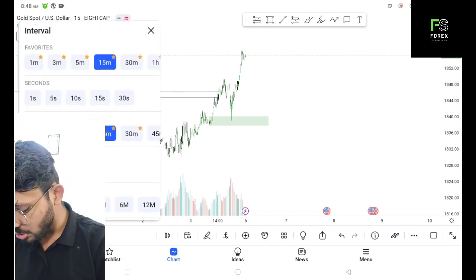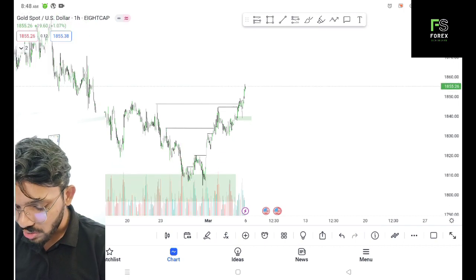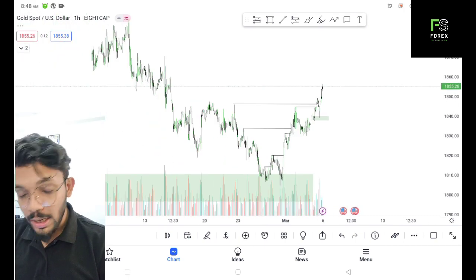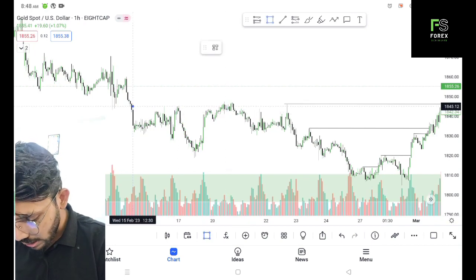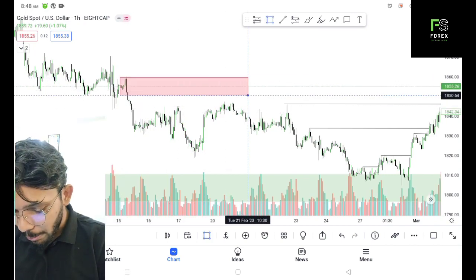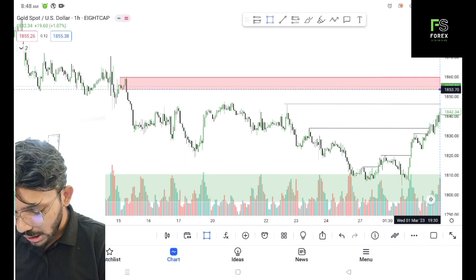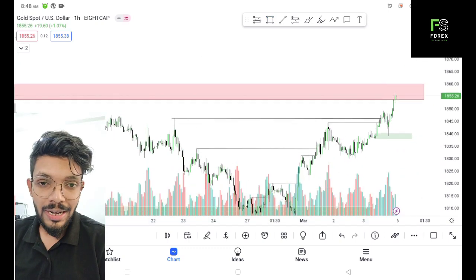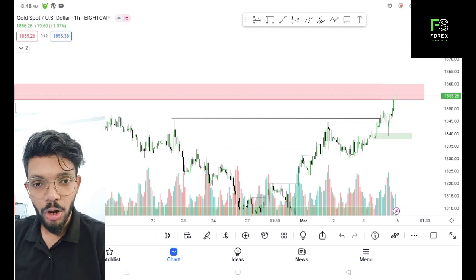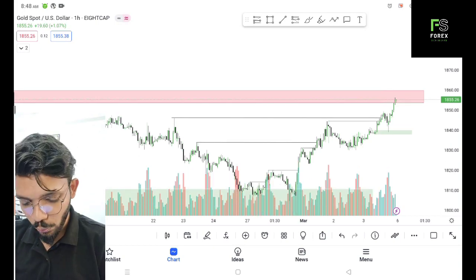I would not suggest you look for shorts in gold, but even if you find shorts, you have to find them with double confirmation, because here is a supply in gold, but above that is a huge pool of liquidity, and I would not suggest you short directly unless you find some change of character happening in the smaller time frame. That is my view for gold.